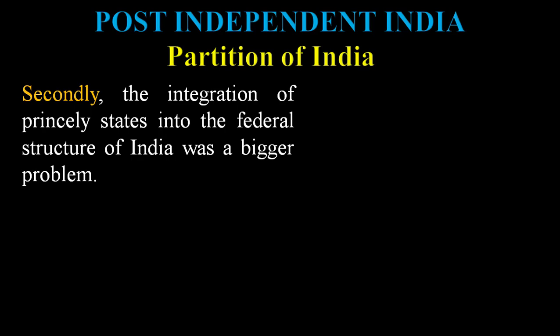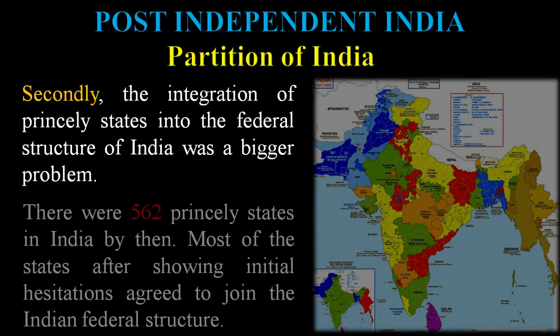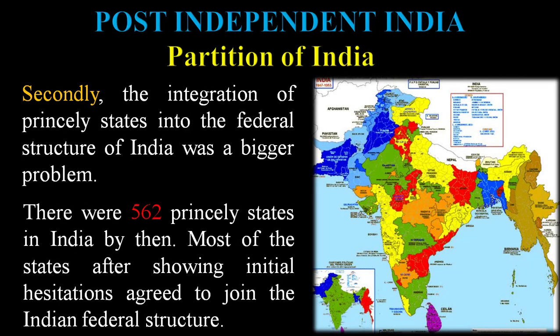Let's come to the second one. Secondly, the integration of princely states into the federal structure of India was a bigger problem, because there were 562 princely states in India by then. Most of the states, after showing initial hesitations, agreed to join the Indian federal structure.